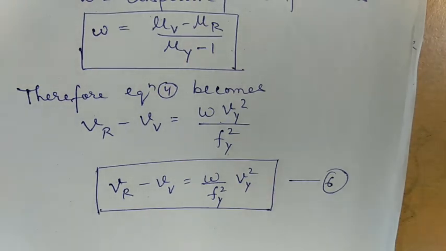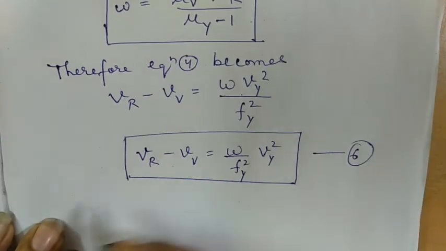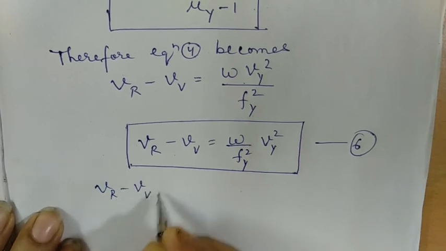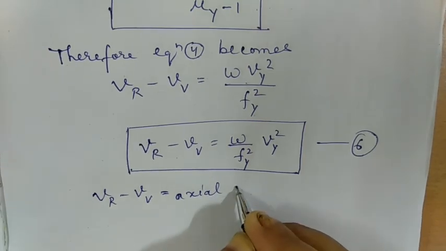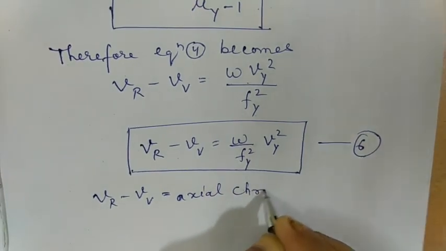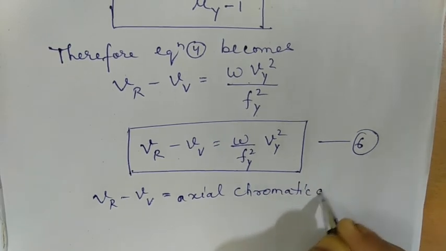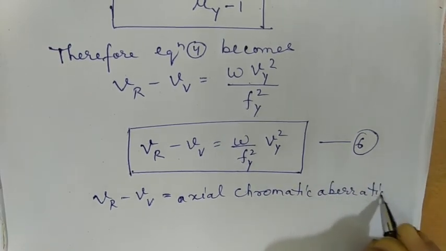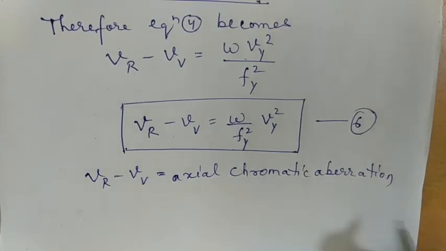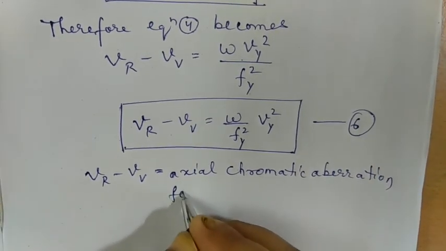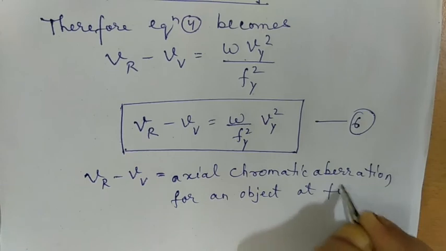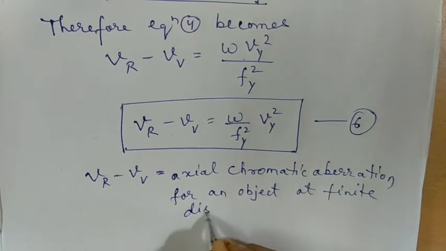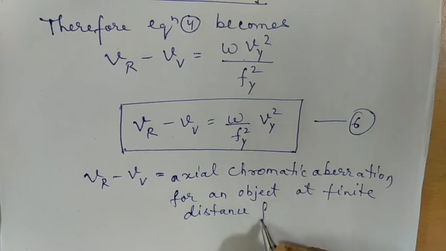Now we can write over here that this term, Vr minus Vv, is nothing but the axial or longitudinal chromatic aberration for an object at finite distance from the lens.